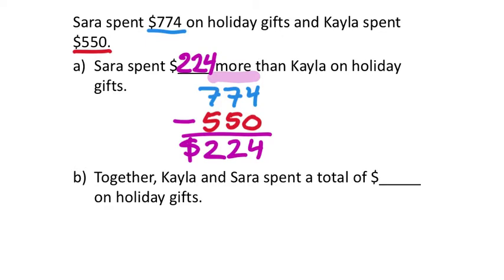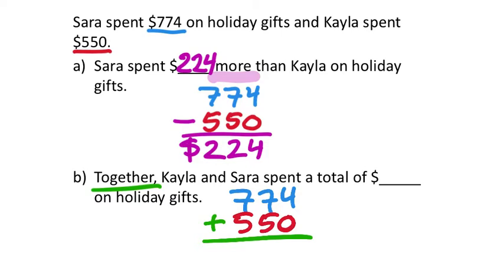This part B. This one's an addition problem because it says together, Kayla and Sara spent a total of blank dollars on holiday gifts. Well, together means that we're going to combine the two values. Remember, Sara spent $774 and Kayla spent $550. So if we wanted to know how much they spent together, we would need to add the two values.